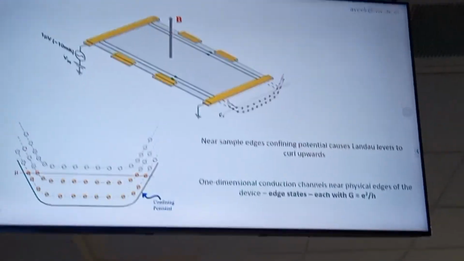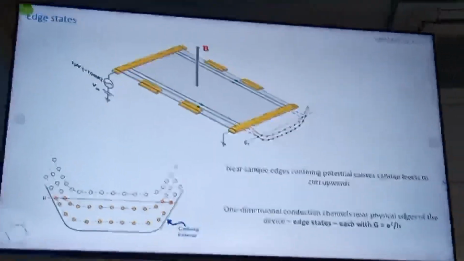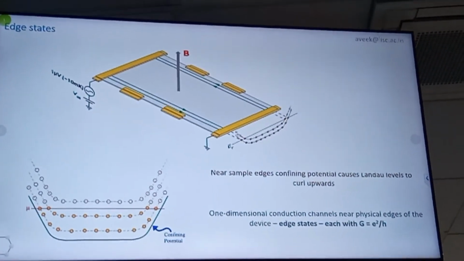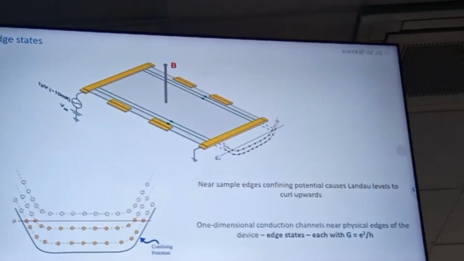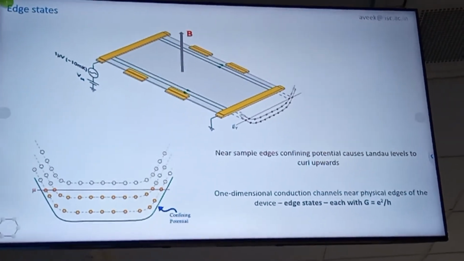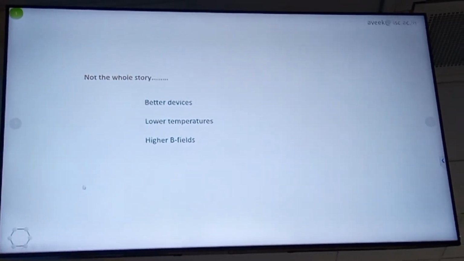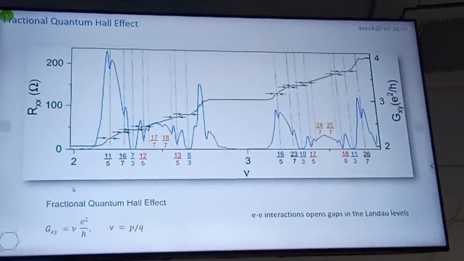Each of them has a conductance of e squared over h. Because I had two Landau levels, two edge states, the conductance is 2 e squared over h. And that's a simple single particle picture of the integer quantum Hall effect. But this is not the entire picture. Once I go to better devices, lower temperatures, higher magnetic fields, I can get into the fractional quantum Hall effect.